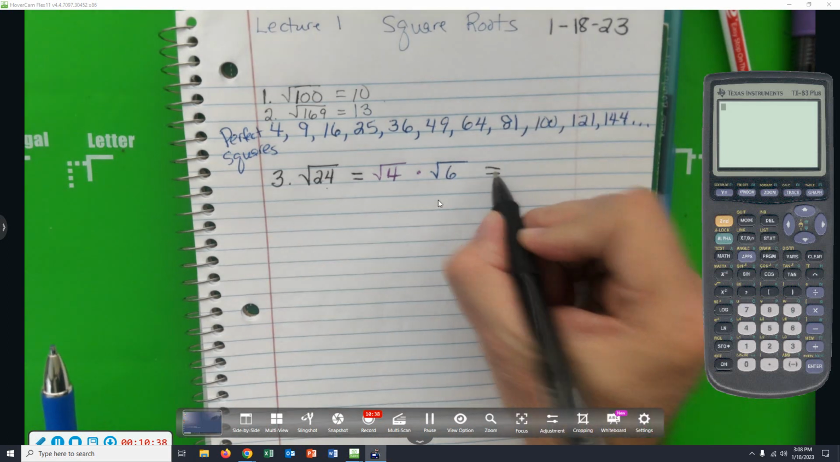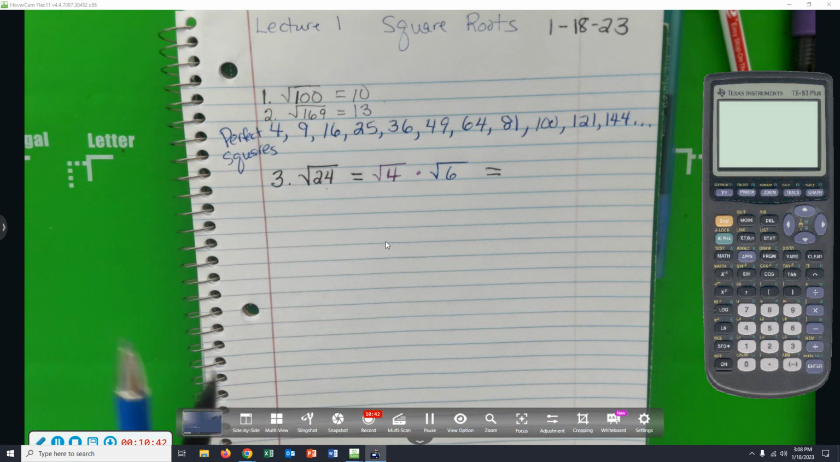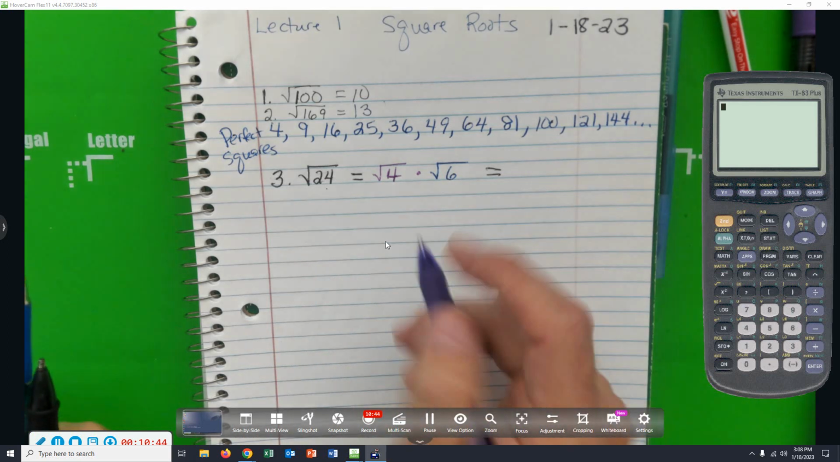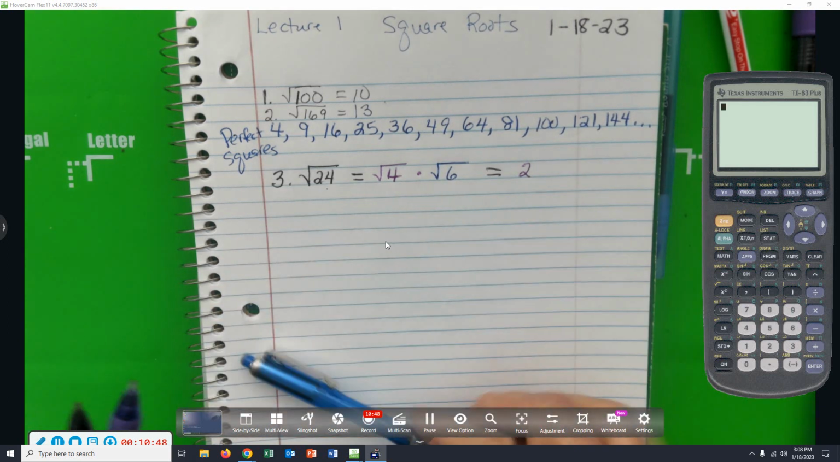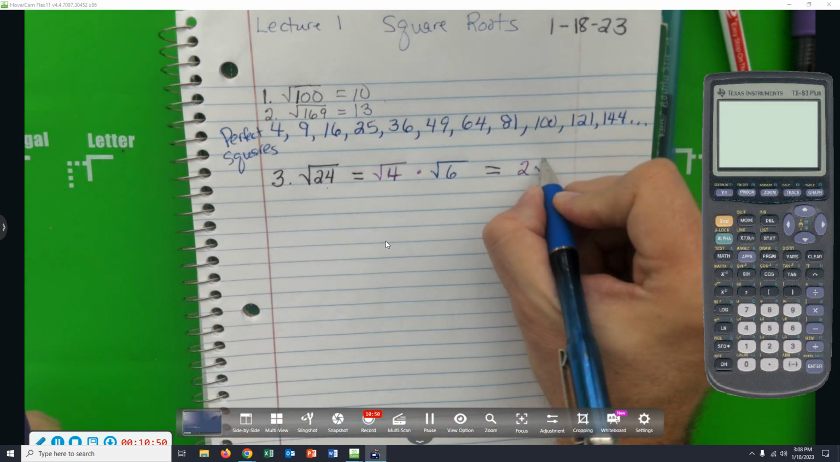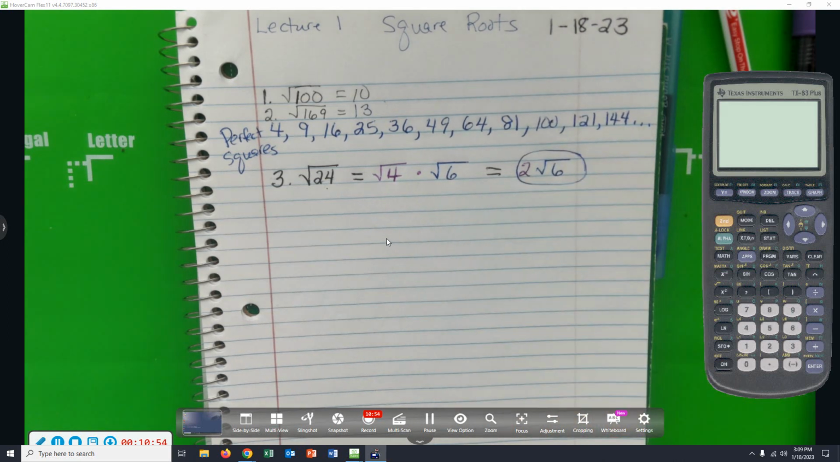Now, I'll simplify the square root of 4. What's the square root of 4? 2 times. Leave the square root of 6. Like that. That's read as 2 square roots of 6, or 2 times the square root of 6, or in olden days we called that 2 on the square root of 6, but no one uses that terminology anymore.